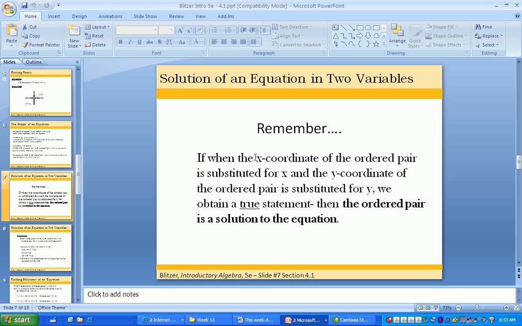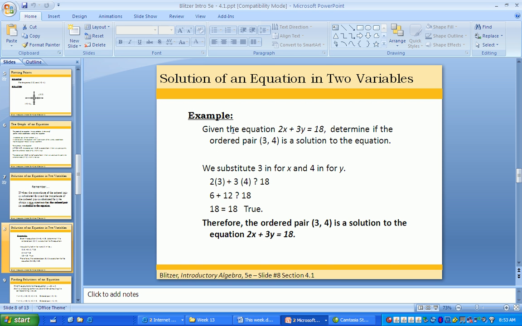Here's an example. 2x plus 3y is equal to 18, and they want us to figure out if 3 comma 4 is the solution to the equation. Well, all we have to do is remember that 3 is the x, 4 is the y. We plug in 3 everywhere there's an x, plug in 4 everywhere there's a y, and we work our problem.